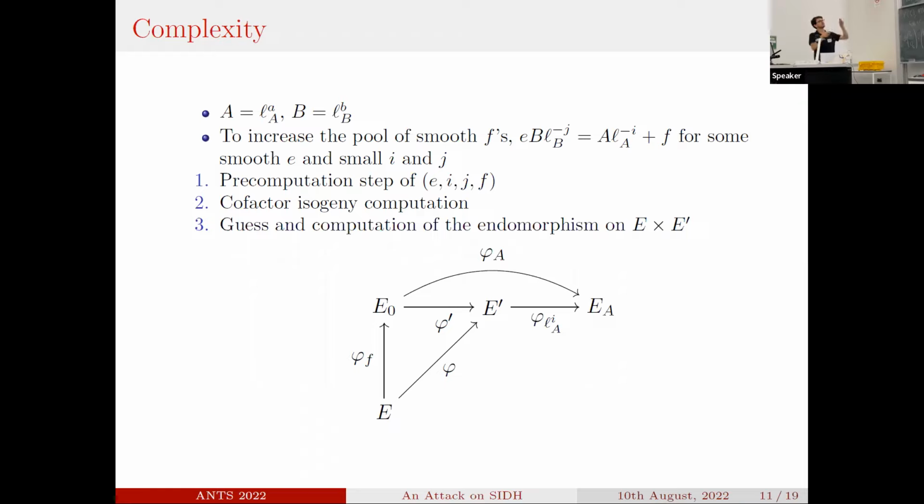Then the other stage of our attack is the computation of the cofactor isogeny. And this one is what actually dominates the complexity of this attack. And then, once we take a guess of the last I steps of phi A, we need to repeat and apply the theorem for all the guesses that we try for the last I steps of phi A.